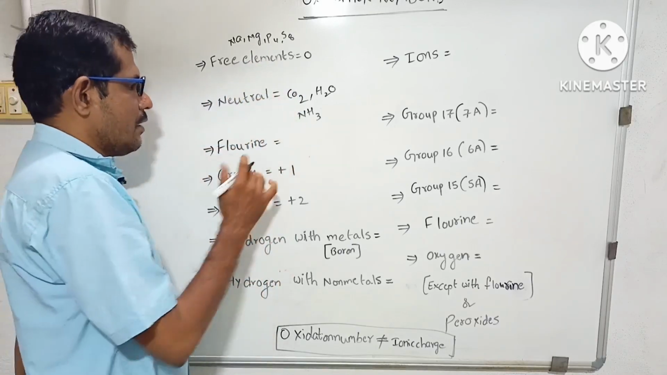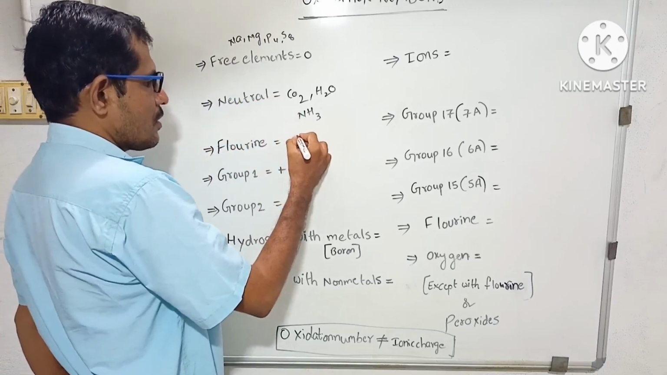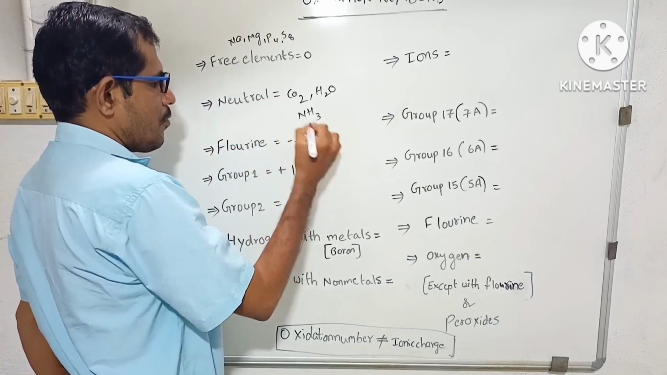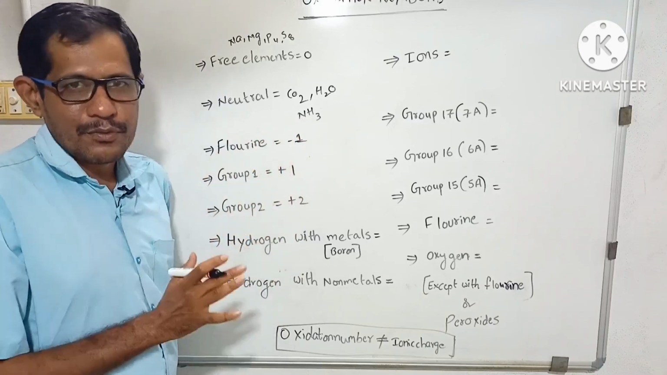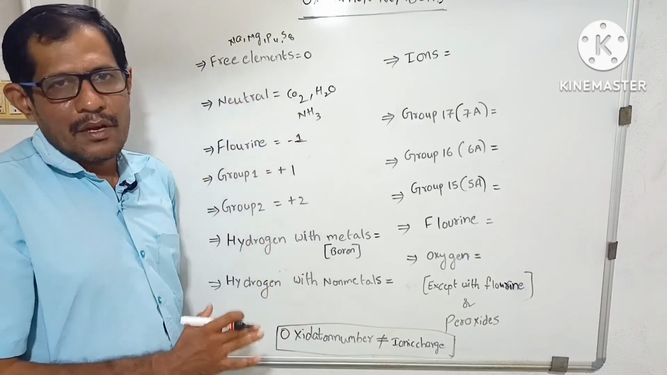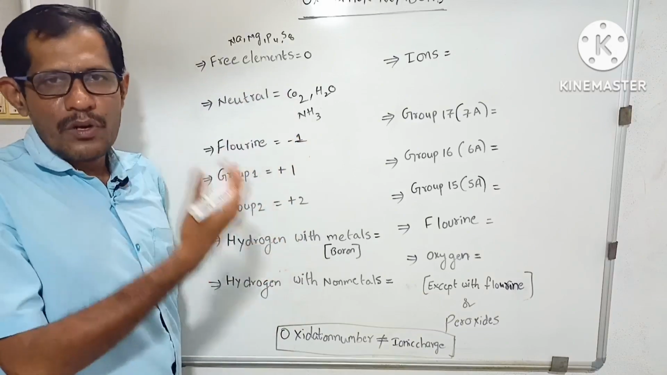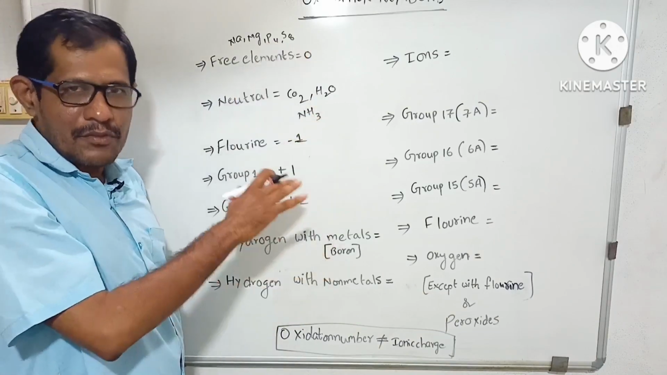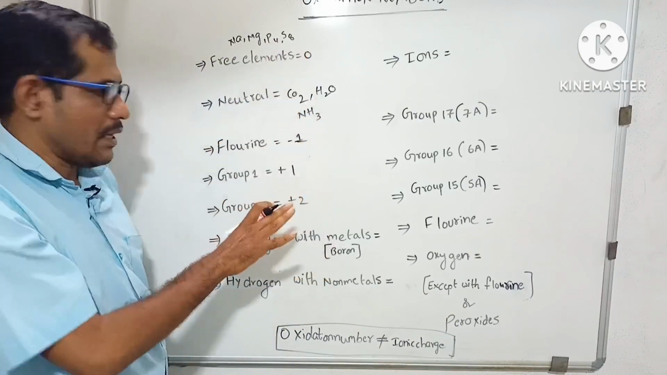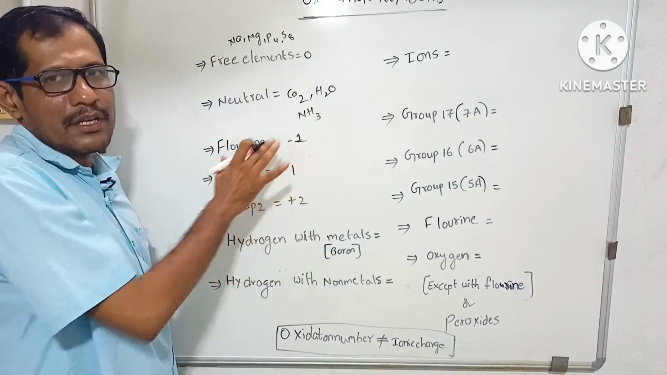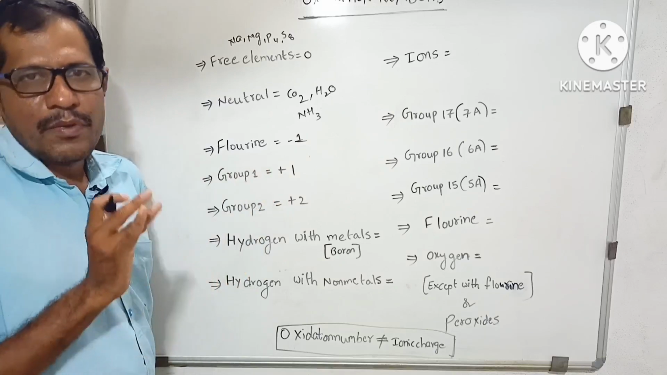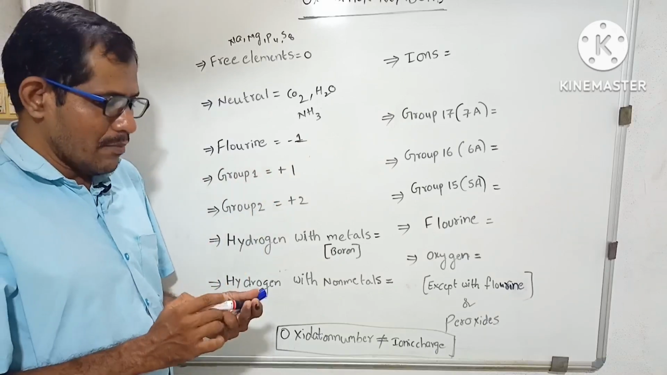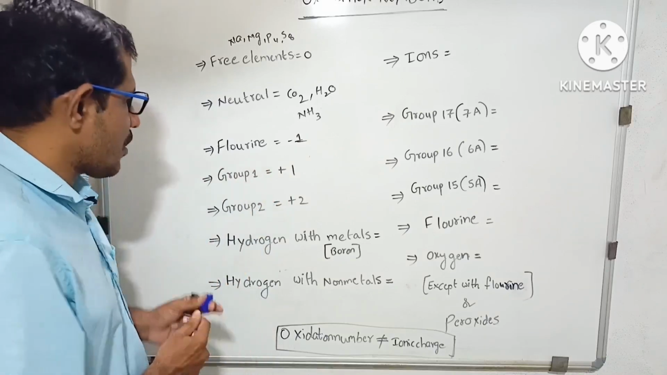Coming to the third point, fluorine always shows the oxidation number of -1. You should remember this. First just remember these points. While calculating, you will get a very clear idea. Fluorine always shows -1 oxidation number. So group 1 elements always show +1 oxidation state.